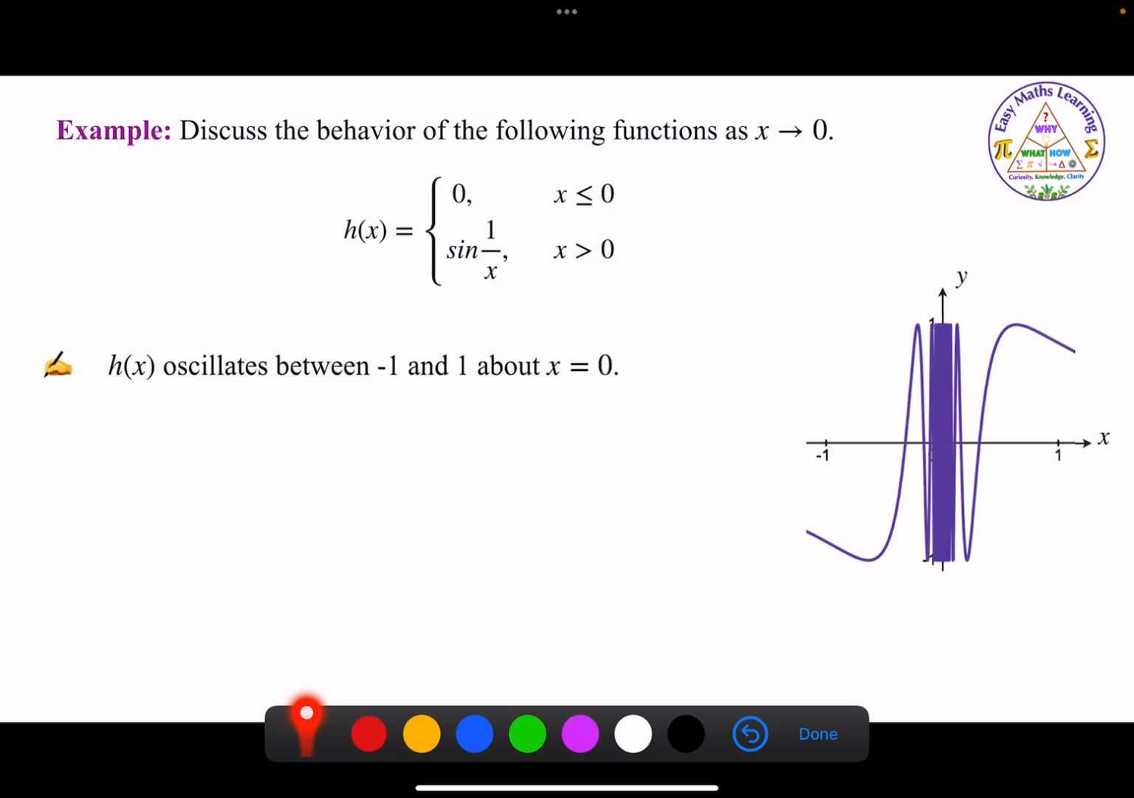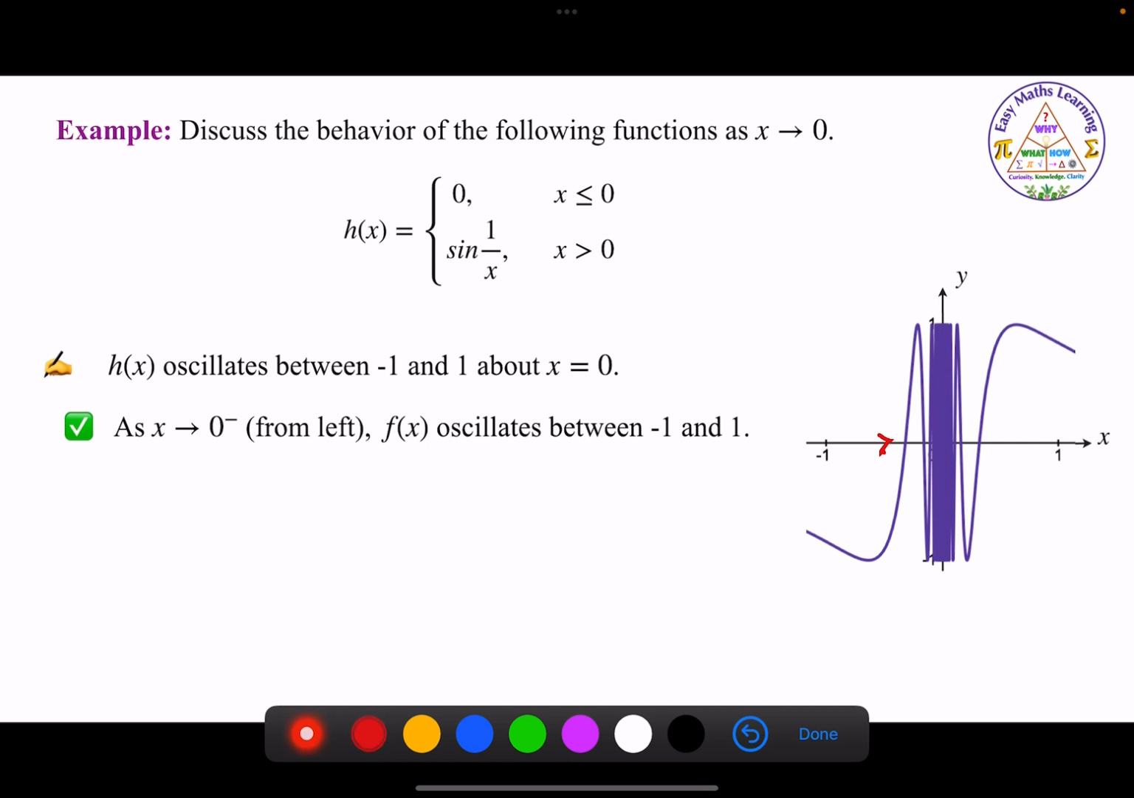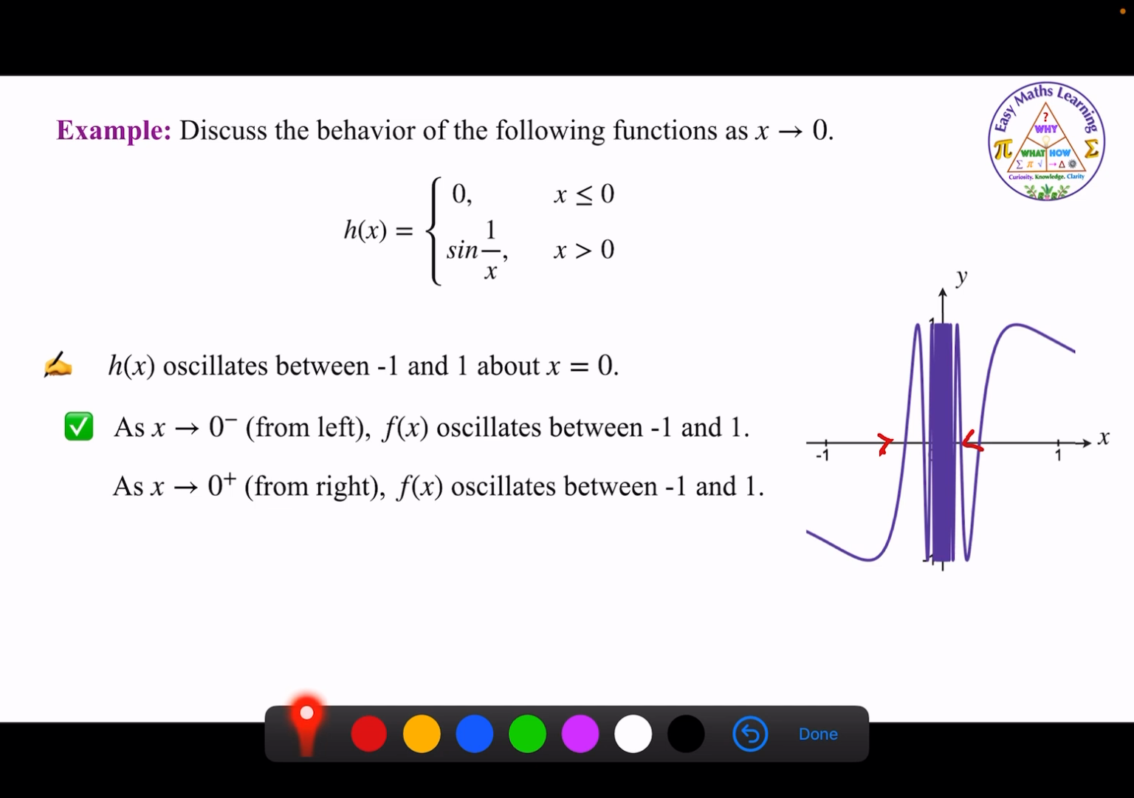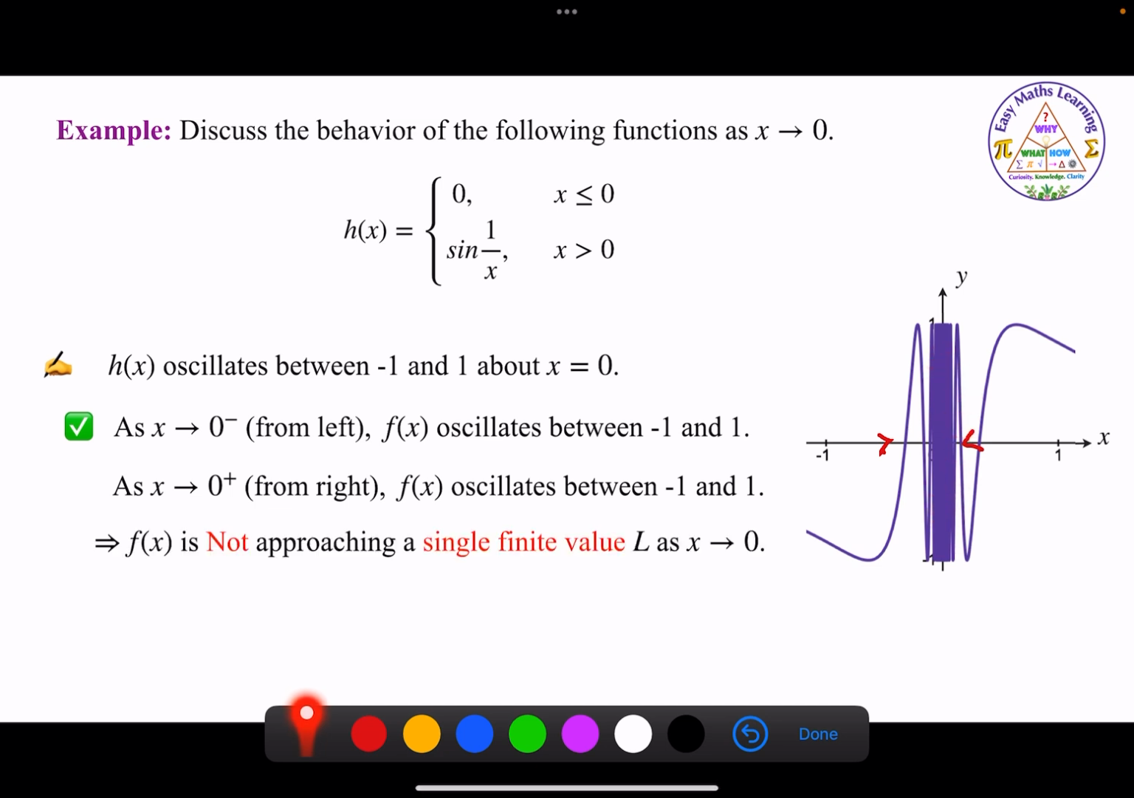Okay, so as x approaches 0 from the left, the function keeps oscillating between -1 and 1. It never has a single value. If x approaches from the right, again the function oscillates between -1 and 1. So the function is not approaching a single finite value as x tends to 0 from both sides. So we say the limit does not exist. The function has no limit as x tends to 0.